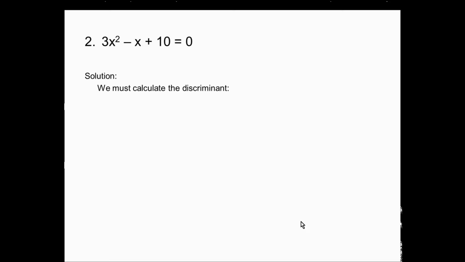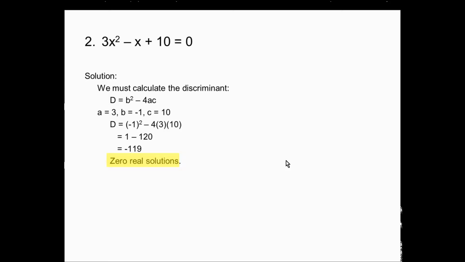Okay, number 2. I've got 3x squared minus x plus 10 equals 0. Again, it is in correct form. So I'm going to calculate the discriminant. Remember, that's b squared minus 4ac. My a is 3, my b is negative 1, my c is 10. We plug them into the discriminant formula. I'm going to have negative 1 squared minus 4 times 3 times 10. I get 1 minus 120, which is equal to negative 119.